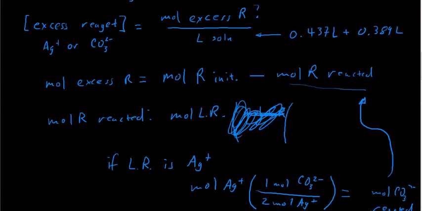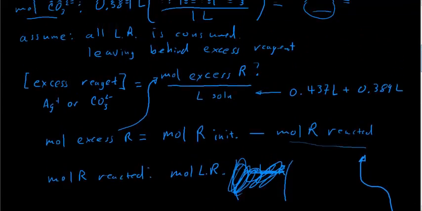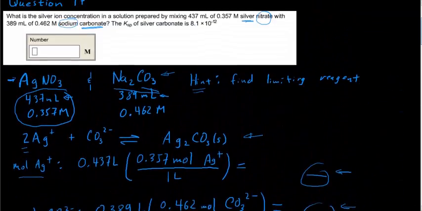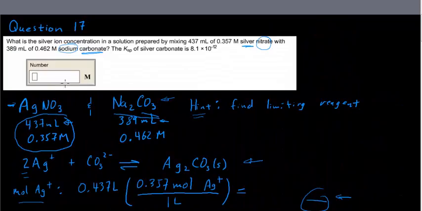All right, so we got several steps here. We got to get moles of carbonate, that gets plugged in here. Then by subtracting, you get moles of excess reagent, which gets plugged in here. And then you calculate the concentration of the excess reagent. Wow, we've done a lot of work, but it's going to disappoint you to learn that we still are not done. So we are asked to find what is the silver ion concentration.